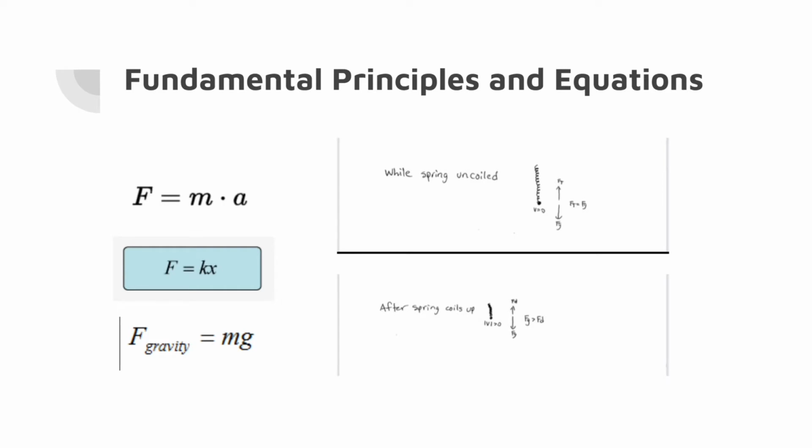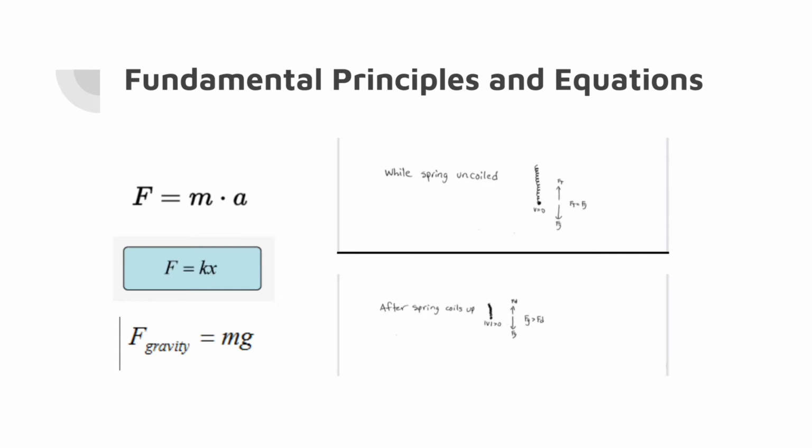There's a few fundamental principles and equations that I'll use in this lab. Firstly, we have Newton's second law, which states that a force is equal to a mass times acceleration. Below, you can see the two primary forces acting on the spring while it is still uncoiled. The force of the spring, F, is equal to kx, where x is the displacement of the spring from its rest state, and k is the spring constant, and F gravity, which is mg, or mass times gravity.